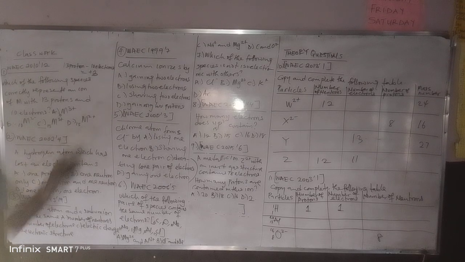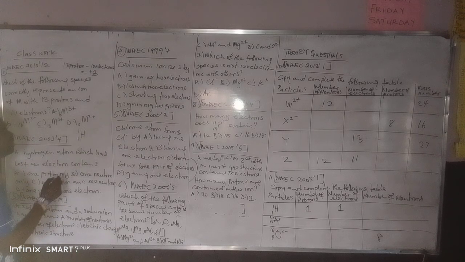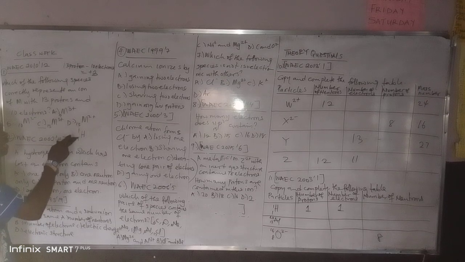Now number 2, a hydrogen atom which has lost an electron contains dash. I've told you before, hydrogen, which is protium, is usually written with mass number 1 and atomic number 1. It has no neutron. So it has only 2 subparticles, which are proton and electron, only 1 electron.